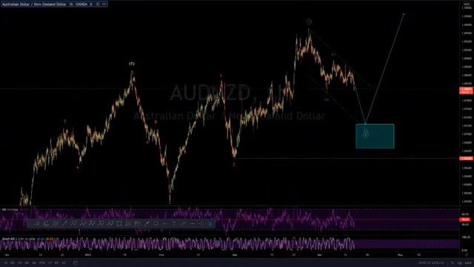So looking at this as a corrective structure, this as an impulsive move to the downside, wave A here, and this here as a wave B, and we're looking for a move to the downside for a wave C, and then after that, we can start to look for a move to the upside.